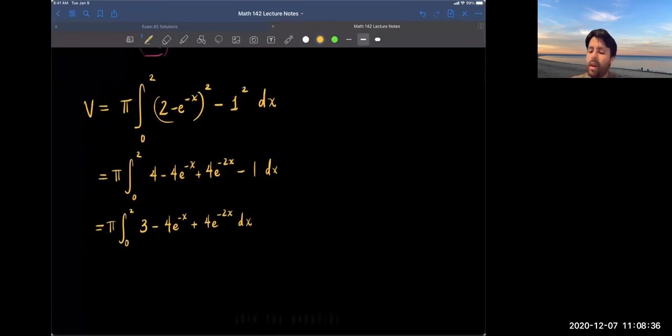And then you can go about and start finding the antiderivative of each piece. So 3 is 3x. Then this would be what? 4e to the negative x, but because of that negative x, by the antiderivative, this will be a plus because that negative will pop out. And this becomes 4 times e to the negative 2x, and then you're going to divide this by negative 2. Evaluate it from 0 to 2.